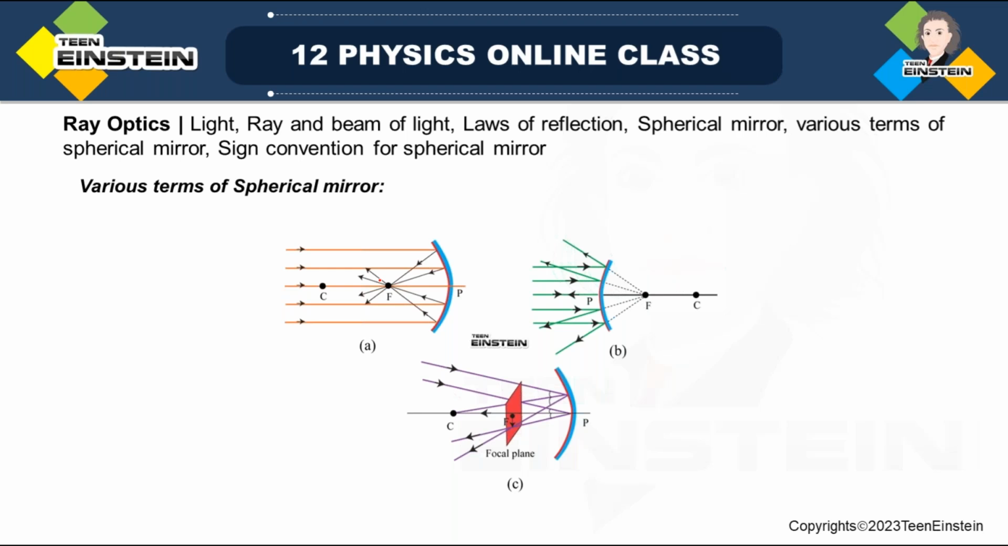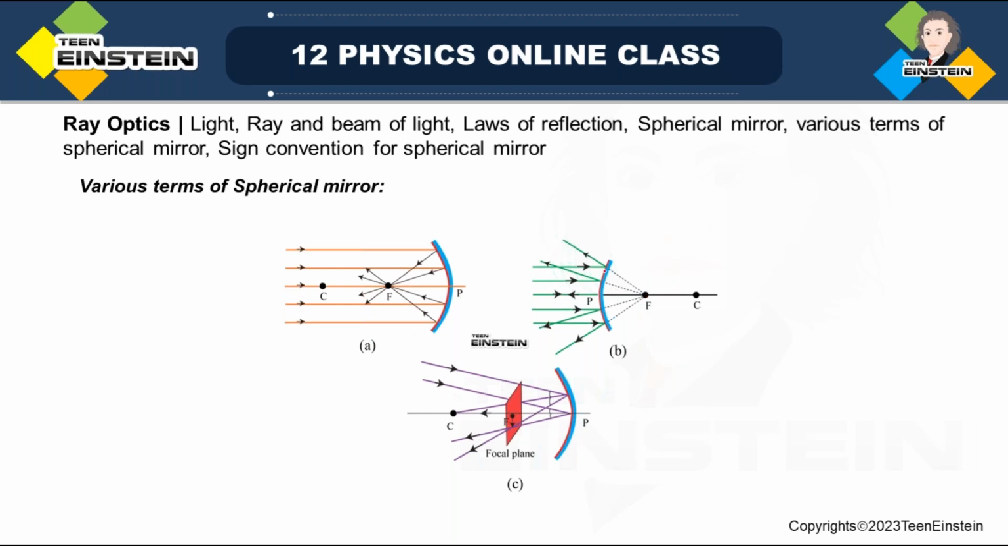So the principal focus is the point on the principal axis, in case of mirror it is here, through which a parallel beam of light passes after reflection. That is in case of concave mirror.